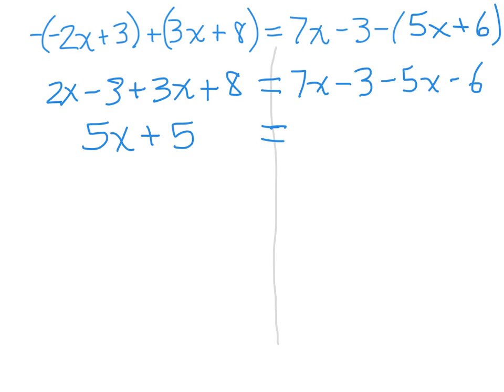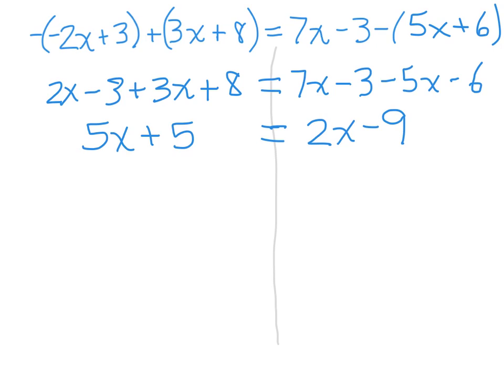On the right-hand side, I have 7 positive x's and 5 negative x's. When I remove zeros, I will have 2x positive left over. And for the units, I have 3 negatives and 6 negatives. No removing zeros, I just combine those like terms and have 9 negatives.